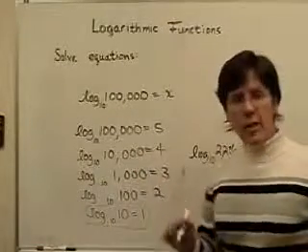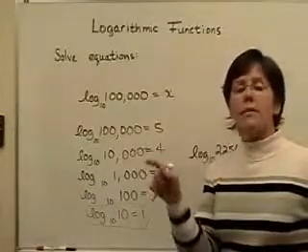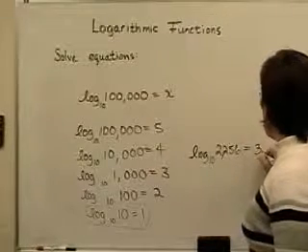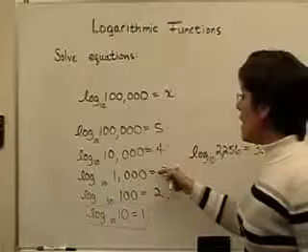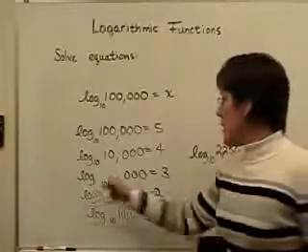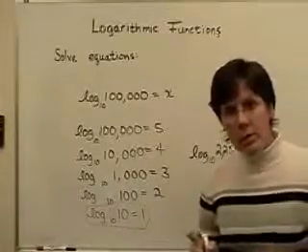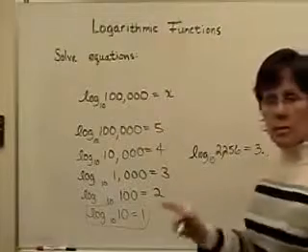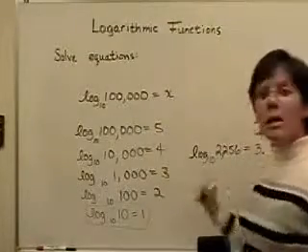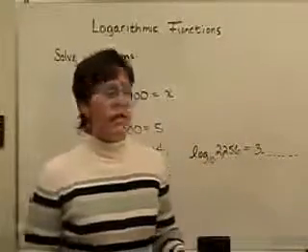So when you hit the log key on your calculator, and then 2,256 and hit enter, you should get an answer of 3 point something, because I can see that my answer must be between 3 and 4. Since the log of 1,000 is 3 and the log of 10,000 is 4, the log of a number between those two should be somewhere in between. I'm afraid I didn't do this one on my calculator, so only you could tell me what the answer is, but it's 3 point something. And that is the next thing that I'd like you to do.